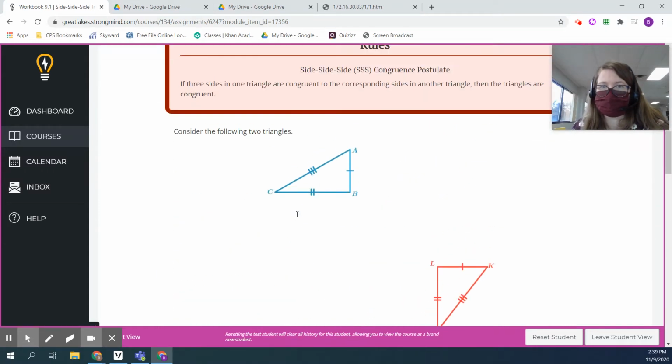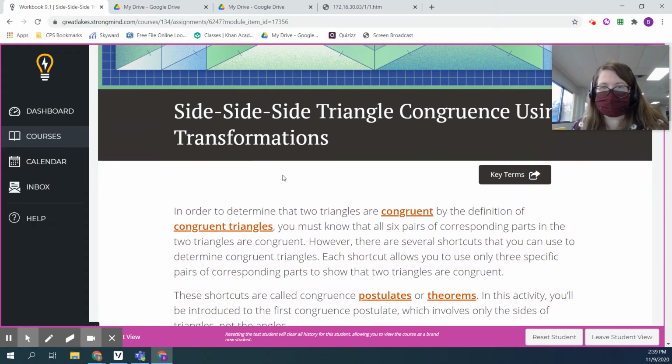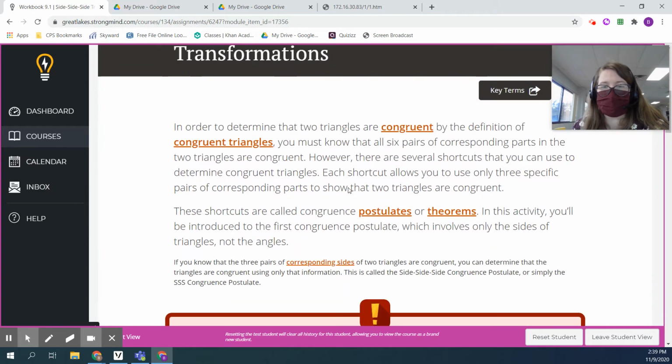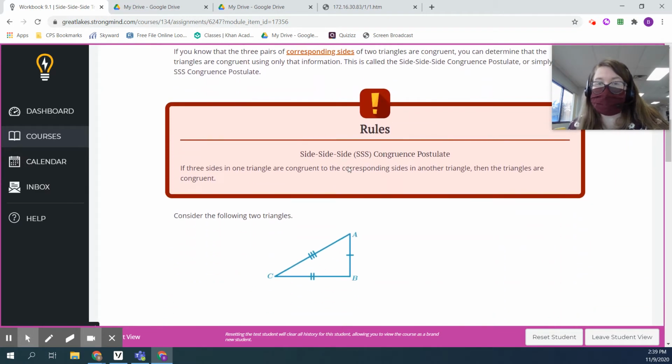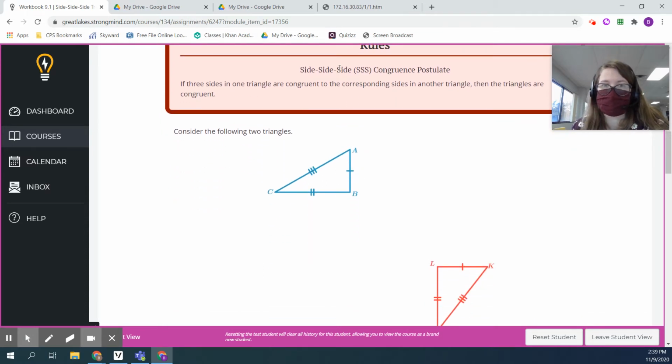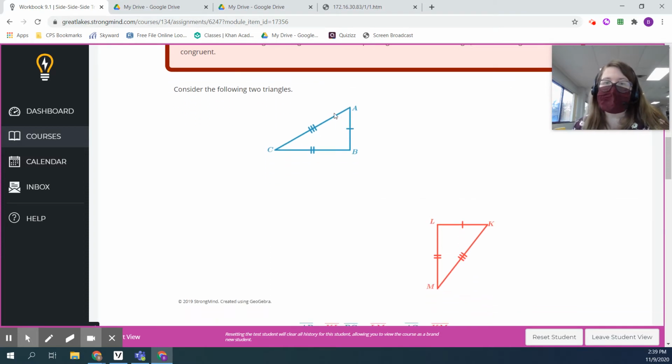Okay, so this is 9.1, side triangle congruence using transformations. The idea here is that you have two triangles and you can show that they are the same according to all three sides being the same length. The angles have to be the same after that, so you don't have to show all the angles, you only have to show the sides.